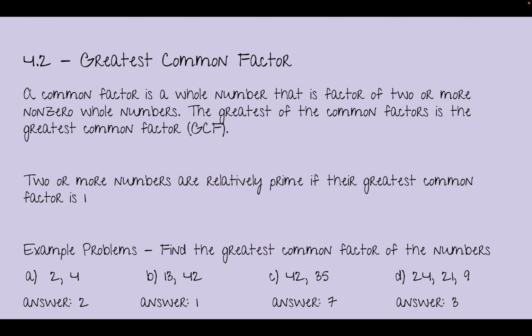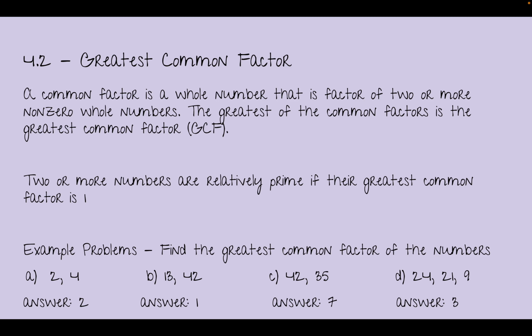Next, section 4.2 on greatest common factor. A common factor is a whole number that is a factor of 2 or more non-zero whole numbers. The greatest of the common factors is the greatest common factor, also known as the GCF. And 2 or more numbers are relatively prime if their greatest common factor is 1.